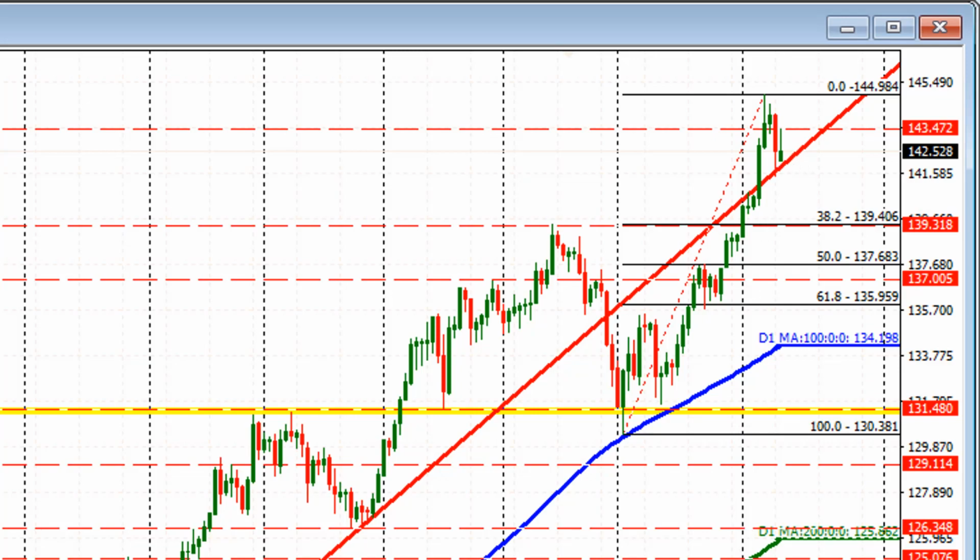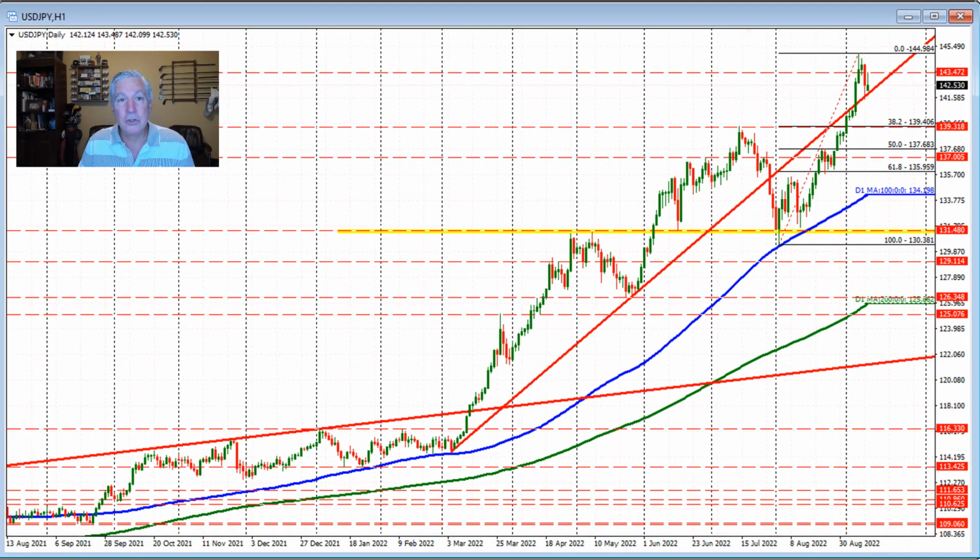It's moving higher, of course, every day. So getting below that level, let's say below 142, would give the sellers a little bit more confidence that they're sort of winning in the short term.